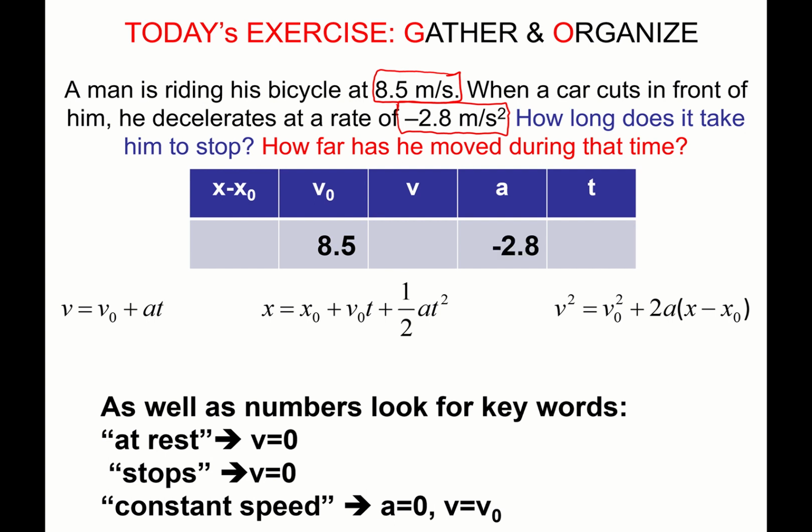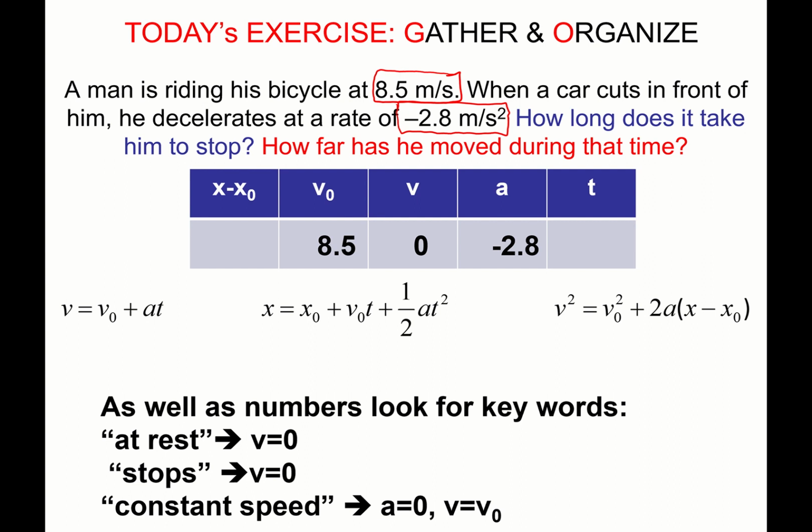So we're going to put that number into the acceleration slot. Okay, so that's all I'm given. And then the next question is, how long does it take him to stop, and how far has he moved during that time. So those are the things that it's asking us to find. So it wants us to figure out how long does it take him to stop.